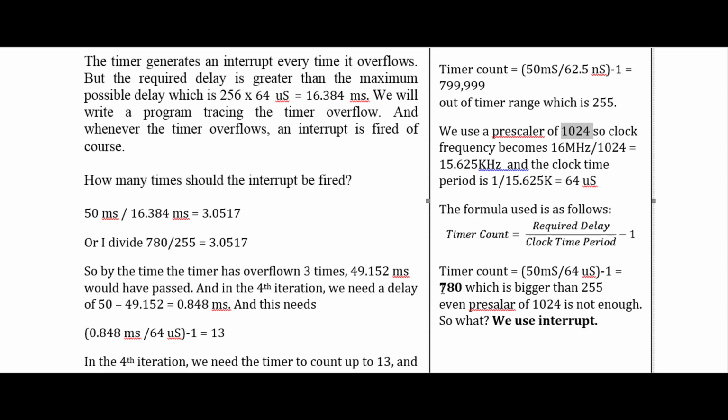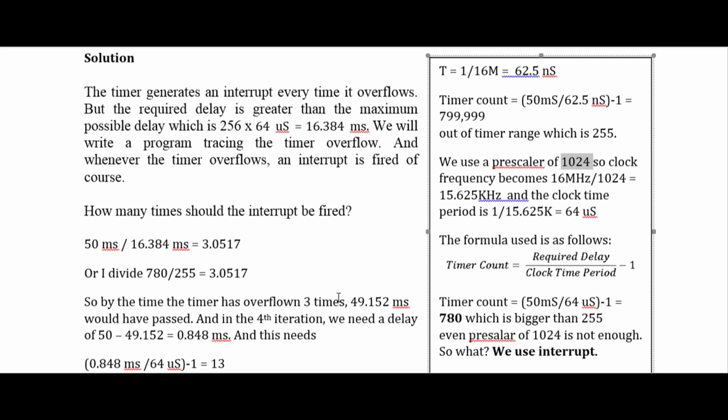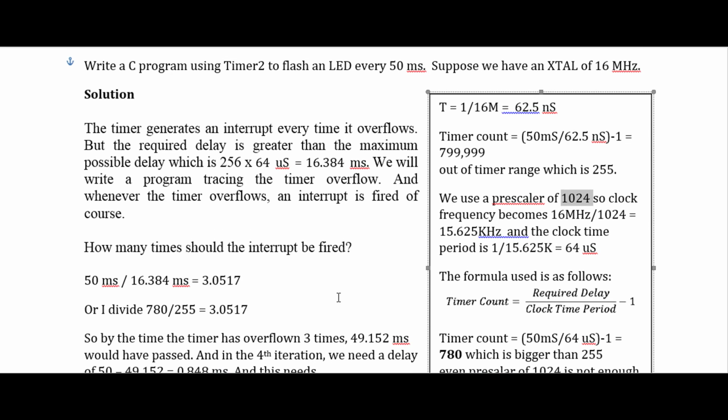So what we should do is use the interrupt. Let me explain how. The idea is that the timer will generate an overflow interrupt every 256 counts. When it counts from 0 to 255 and reaches the maximum, it will generate one interrupt and start again from 0. So we need to know how many times we need the timer to repeat the complete count before it reaches 780.